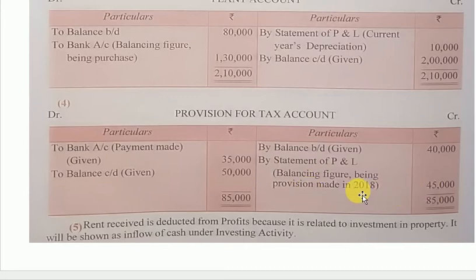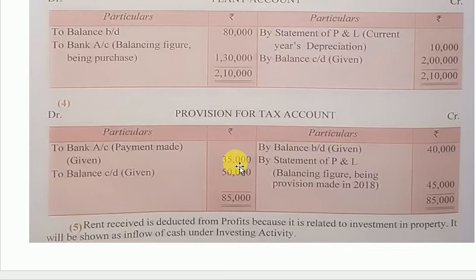This amount of provision for tax made will be added to your net profit in your extraordinary items calculation, and this tax paid 35,000 will result in an outflow of cash, and it will be subtracted in operating activity when we close our operating activity. And from which amount will this be subtracted? It will be subtracted from cash generated from operations.